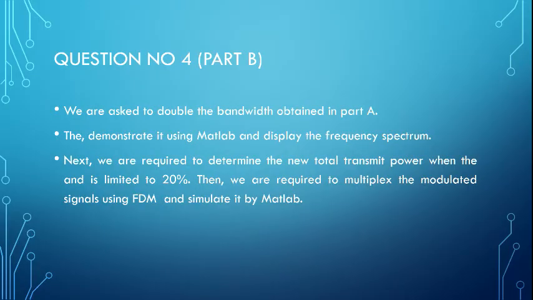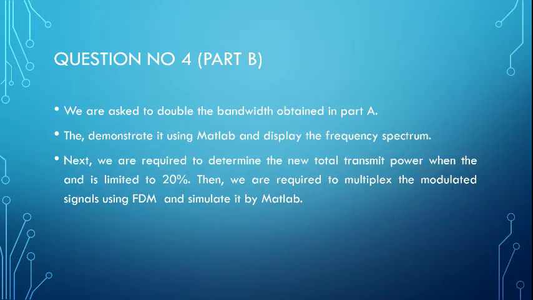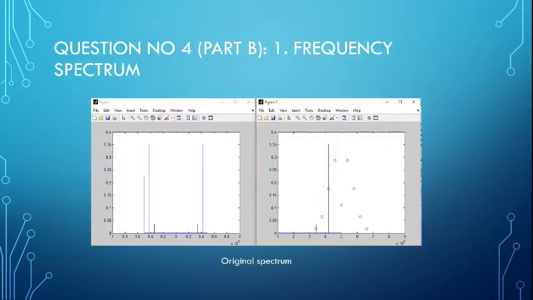Moving on to question number 4 part B. Here we are asked to double the bandwidth obtained in part A, and then demonstrate it using MATLAB and display the frequency spectrum. Next, we are required to determine the new total transmit power when the modulated signal is band limited to 20%, and then we are required to multiply the modulated signals using FDM and simulate it by MATLAB.